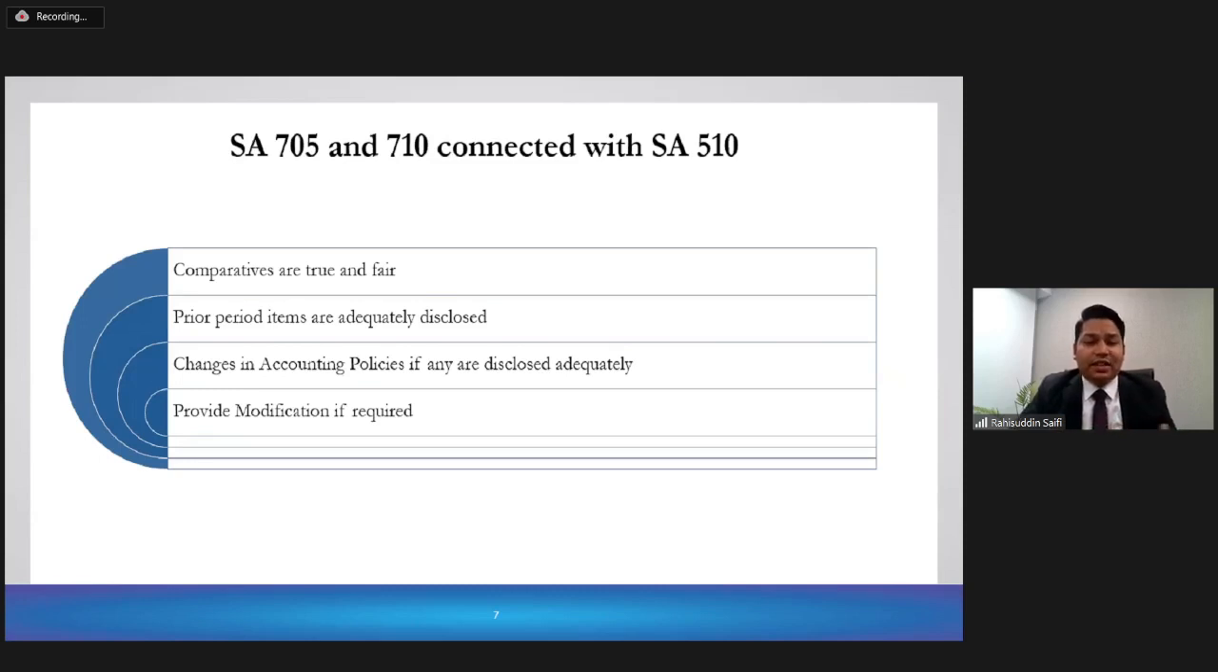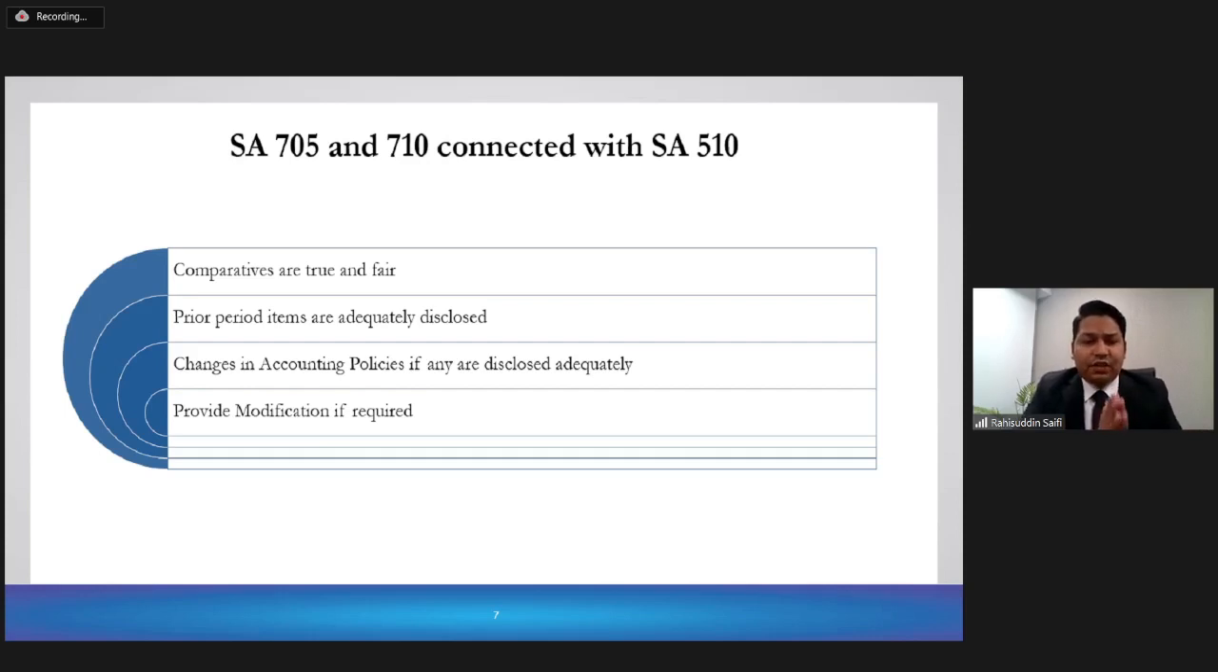This is again what I discussed, the connectivity. So we discussed the planning stage connectivity and the execution stage connectivity. This is the completion stage connectivity. All these reporting standards like SA 705 and 710 are also connected with SA 510. So if we conclude as per SA 510 that there is no proper disclosure of a prior period item, or there is a change in the accounting policy but it is not adequately disclosed, and the auditor concludes that a modification is required in the report, then the conclusion as per the audit procedure of SA 510, we need to consider while drafting the audit report and considering the modified opinion as per SA 705 or giving the disclosure as per 710, the comparative figures.